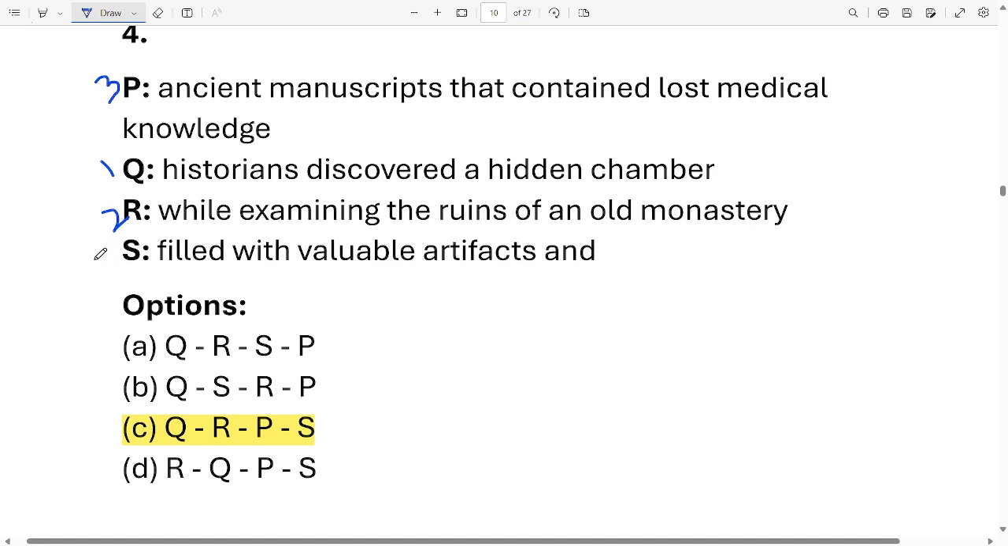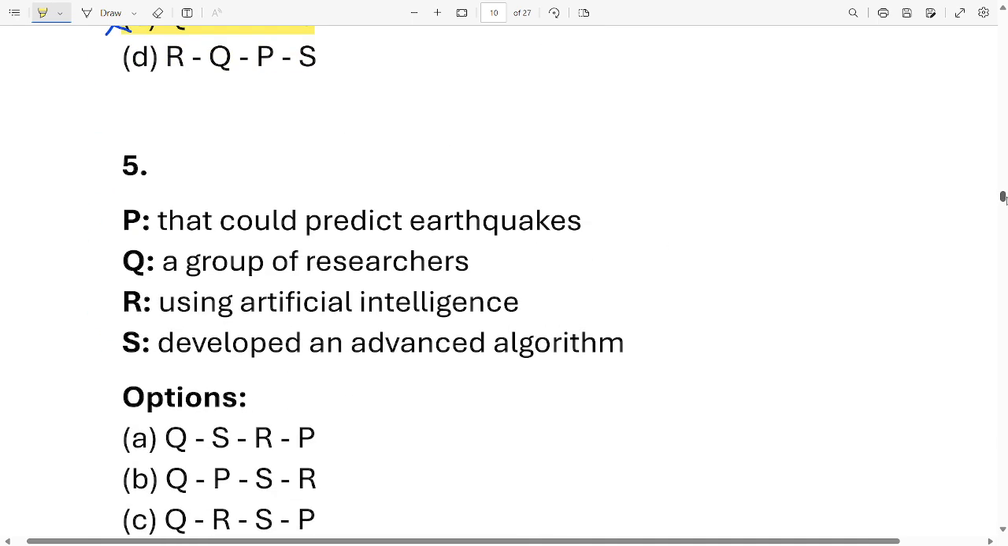Sorry, it should be first three this and the fourth one should be this. Okay, so your order is Q, R, S, P. This is option A. I'll just read it for you, okay? First it is, historians discover a hidden chamber while examining the ruins of an old monastery filled with valuable artifacts and ancient manuscripts that contain lost medical knowledge. So it is option A. Okay, next, let's move on to the next question.